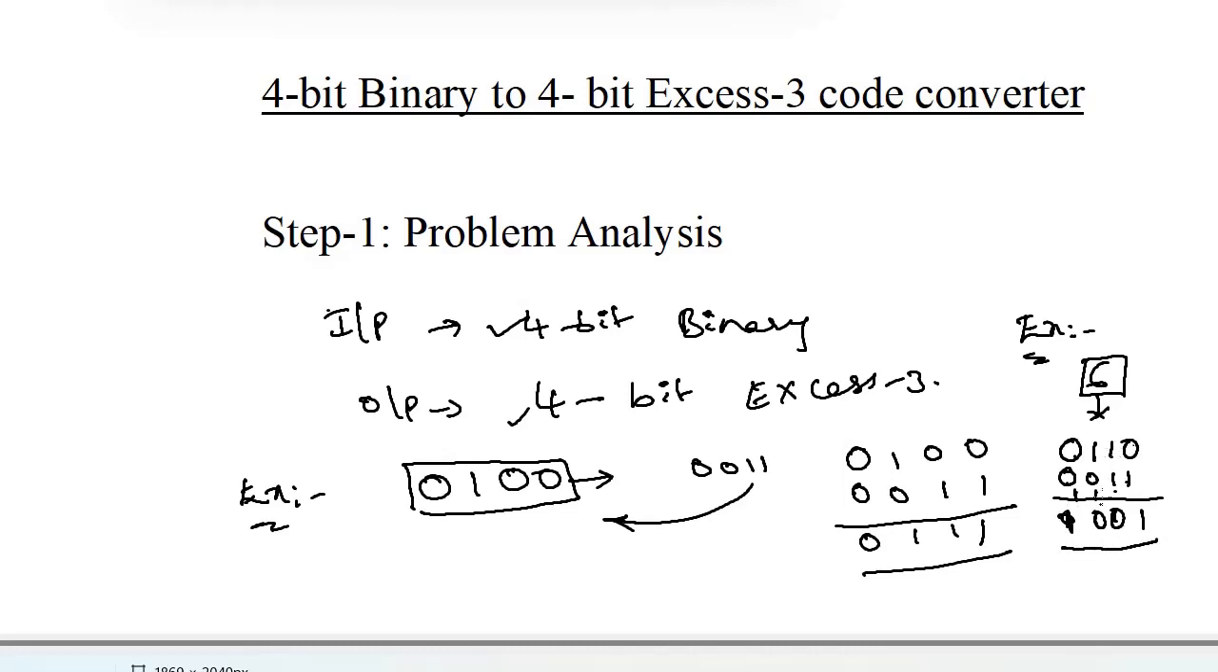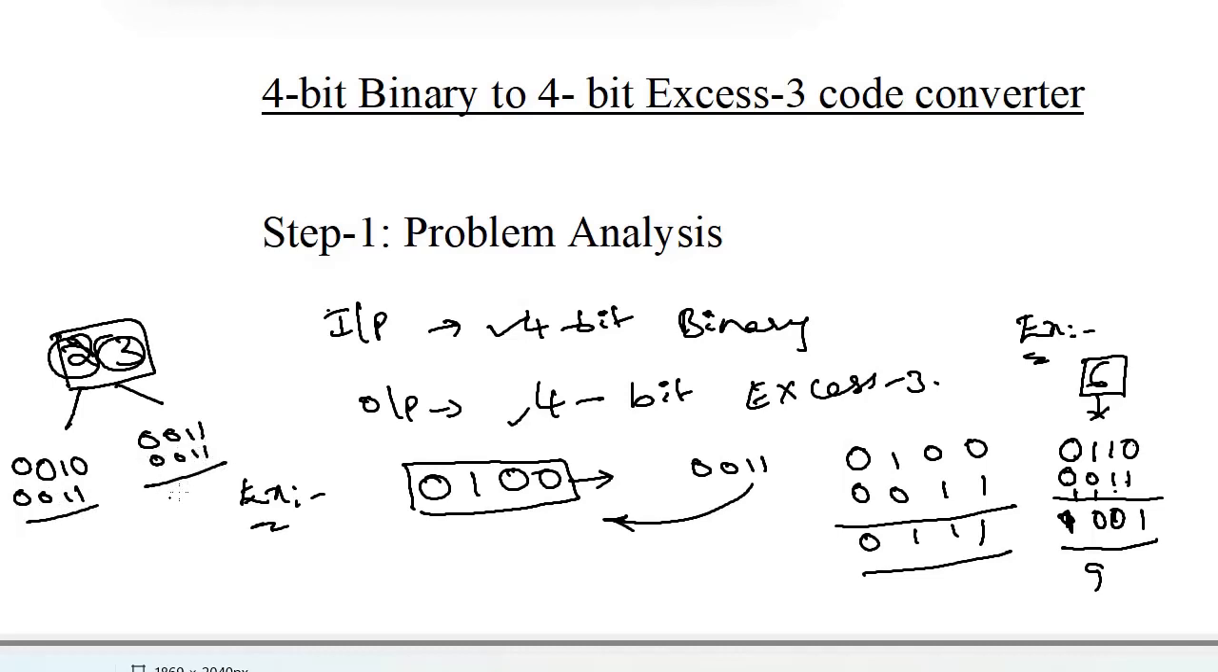In the same way, take this number 23. 23 is my decimal number. To convert this number into XS3, take the individual digits. The individual digit 2 is 0 0 1 0 and 3 is 0 0 1 1. First take the individual digit and convert it into binary, and after that you have to add 3 to get the XS3 equivalent value. So 0 plus 1 is 1, 1 plus 1 is 1 0, 0 plus 0 plus 1 is 1, 0 plus 0 is 0. So the XS3 value for decimal 2 is 5.